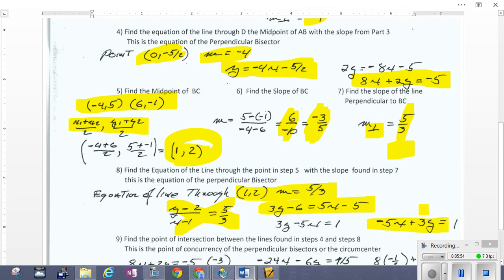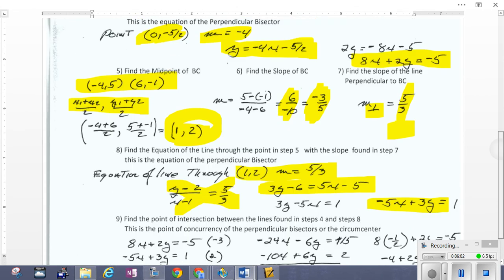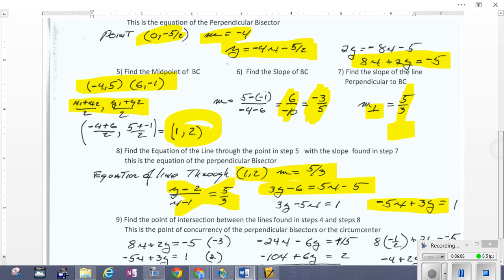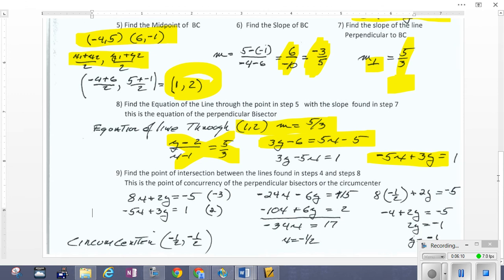Now, one step left. All right, find the point of intersection between the line that we found in step 4 along with the line that we found in step 8. So we line these up. We see that nothing's going to cancel here. So I said, well, let's see if I can cancel out the y.